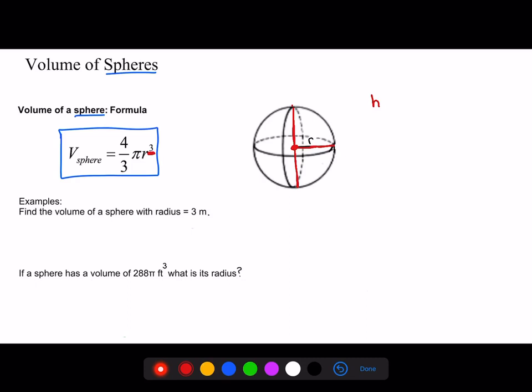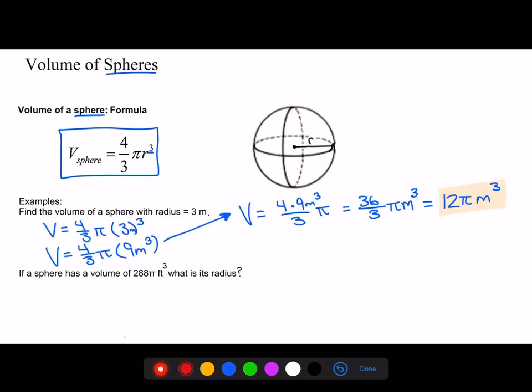Most often, though, they'll be asking for radius, to be honest. So, find the volume of a sphere with a radius of 3 meters. Well, we know volume is equal to 4/3 pi times 3 cubed. Well, 3 cubed is 3 times 3 times 3, which will give me 27 times 4/3 pi. Well, if I were to multiply 27 by 4 and then divide it by 3, I'd end up with 36 pi.